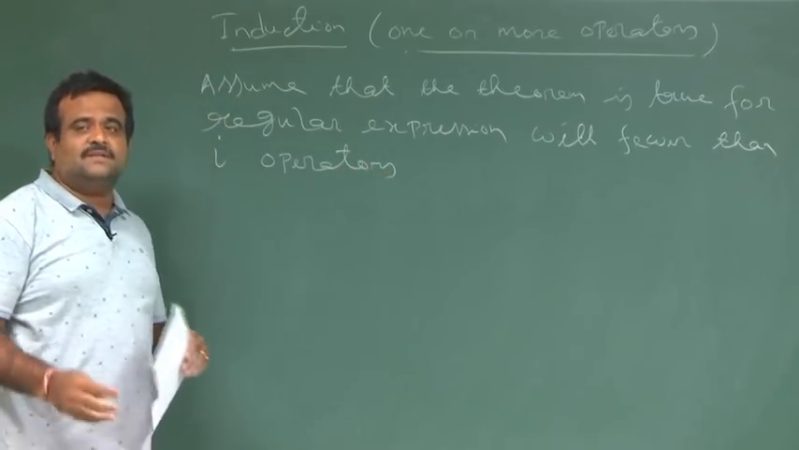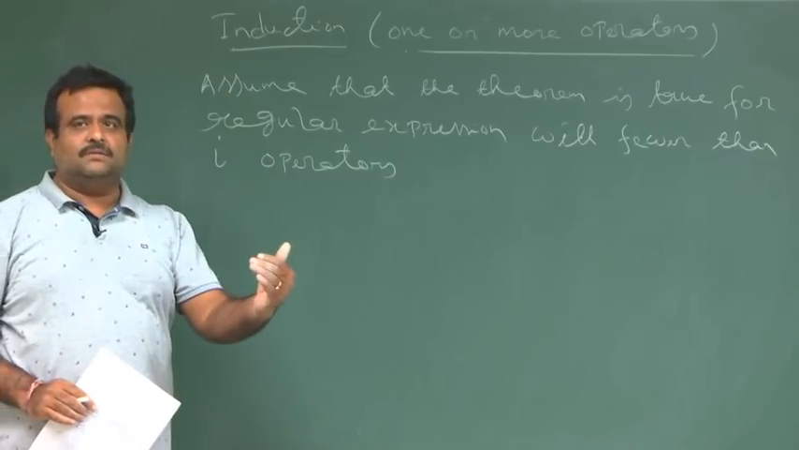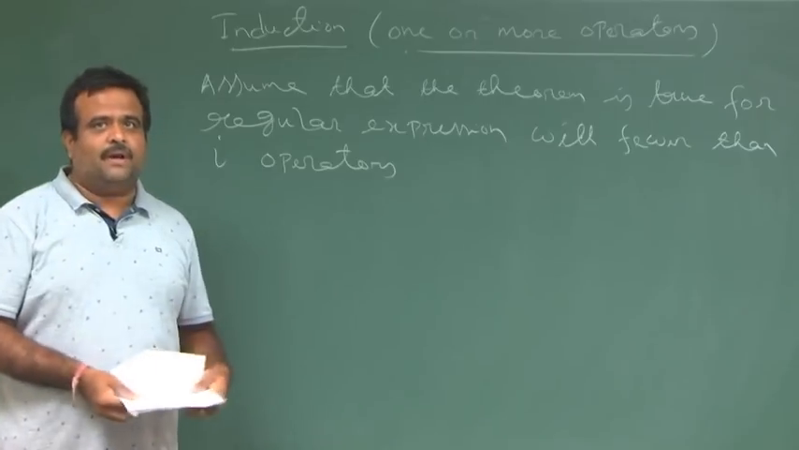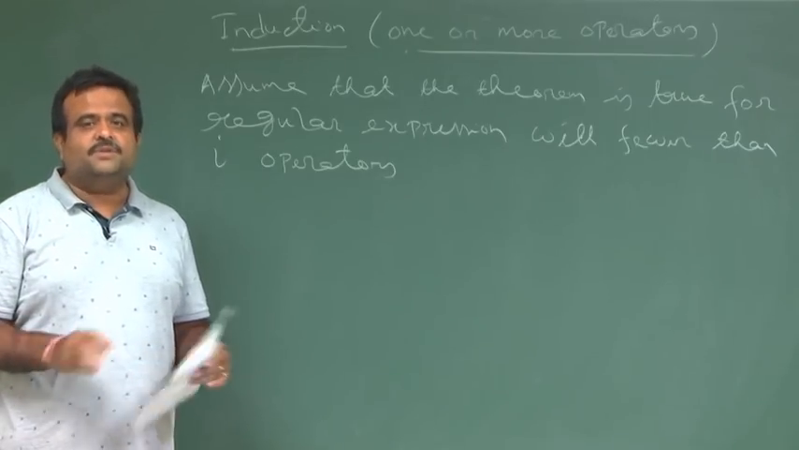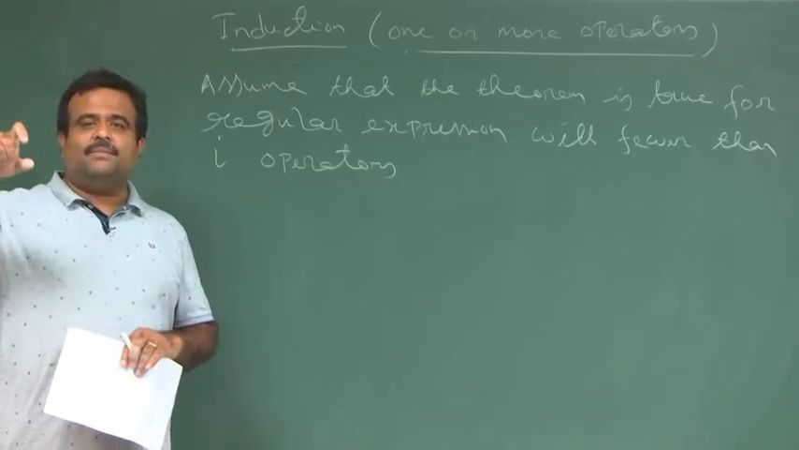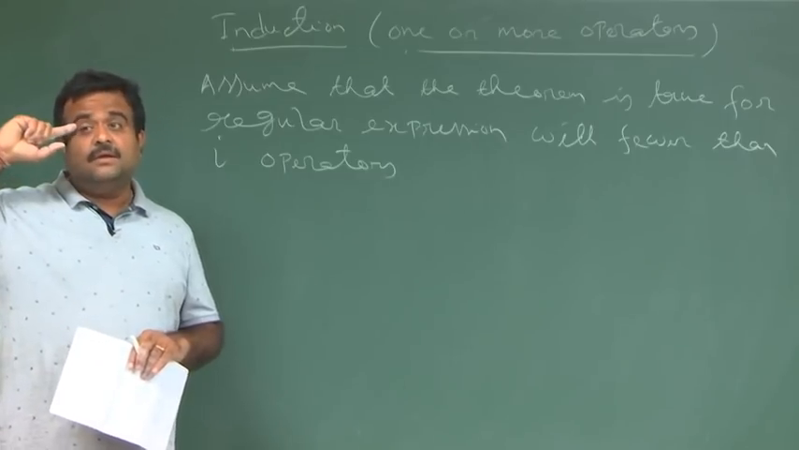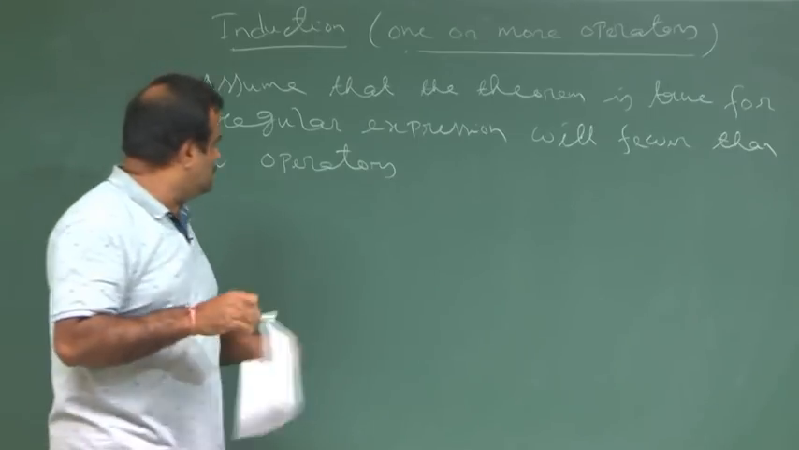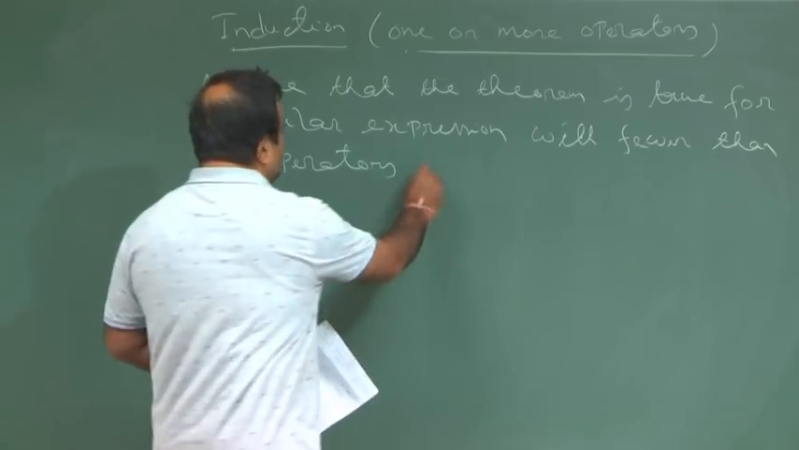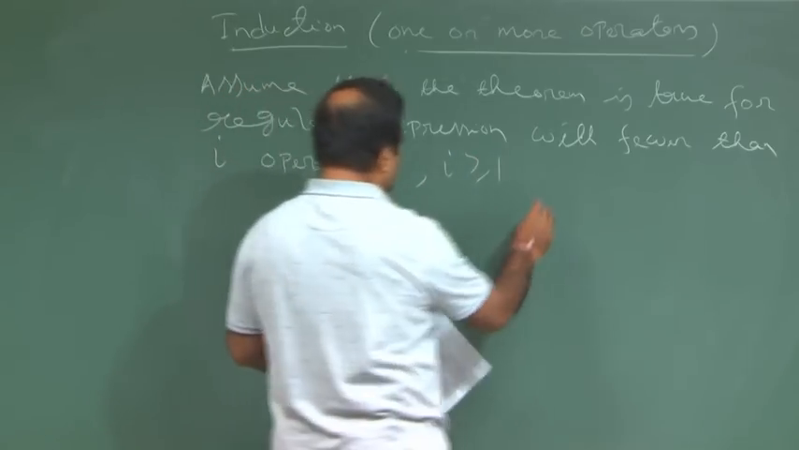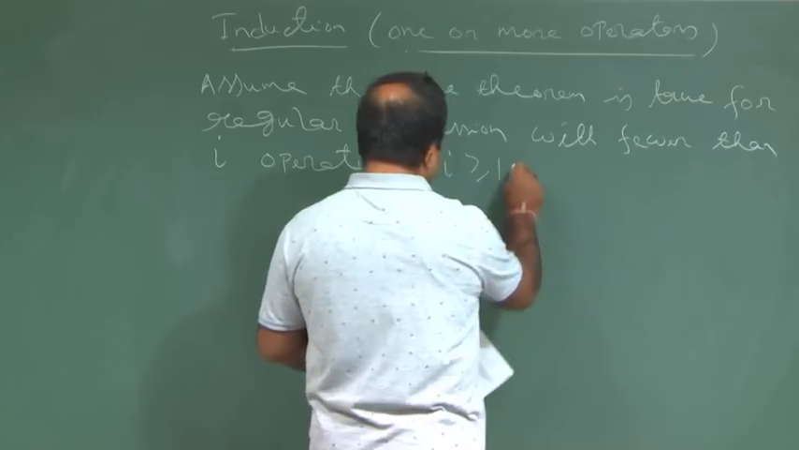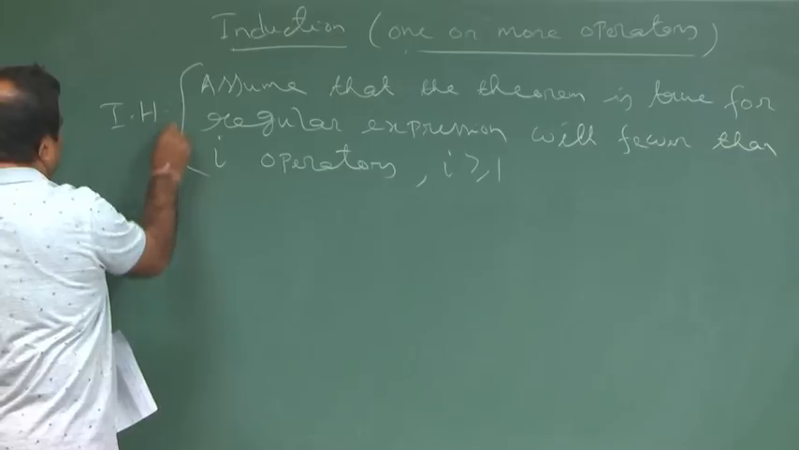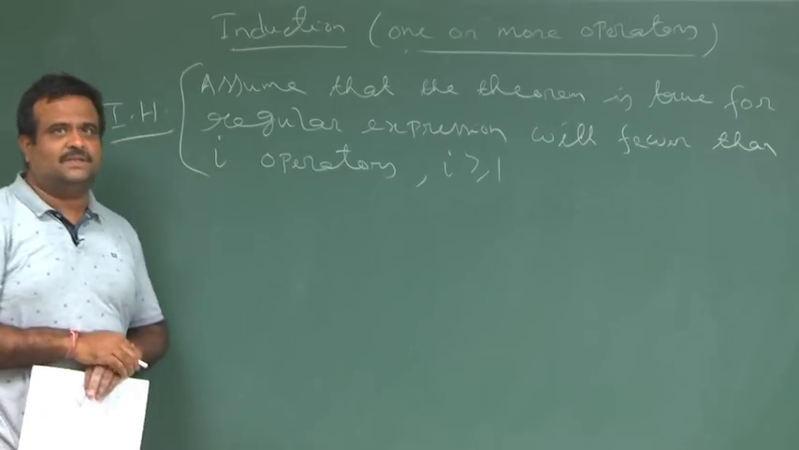That means we are assuming that this is true up to I minus 1. I mean, for fewer than I operators, up to I minus 1, our result is true. That means, if we have any regular expression where the number of operators is less than I, then we have an epsilon NFA corresponding to that. That is the assumption, for I greater than 1. This is called the induction hypothesis. In every inductive method, we have such a statement.